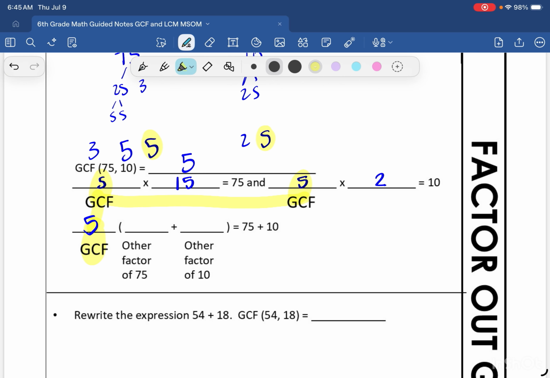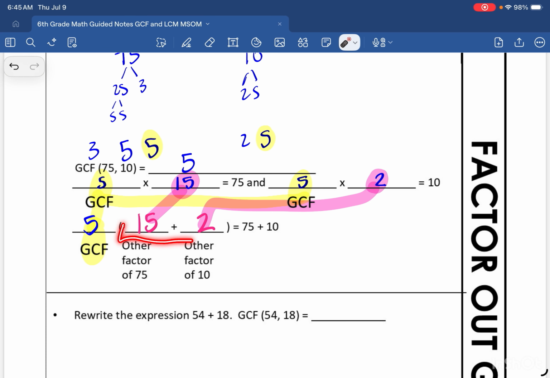And then what's left over right here? So we have a 15 and 2. And those are going to get placed inside the parentheses. So 5 times the quantity 15 plus 2 is the same as 75 plus 10. So 15 plus 2 is 17. 17 times 5 is 85, and 75 plus 10 is 85.